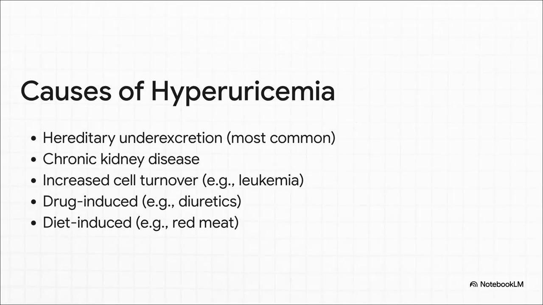Okay, this is a really critical slide because it busts a huge myth about gout. Everyone talks about the rich food and the alcohol, right? But for about 90% of people with gout, the real problem is that their kidneys are genetically programmed to not excrete enough uric acid. On top of that, things like chronic kidney disease and certain meds, especially diuretics, are huge drivers. The diet? It's more like throwing gas on a fire that's already burning.